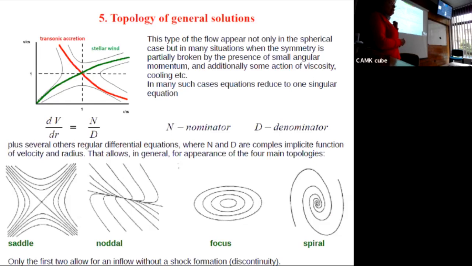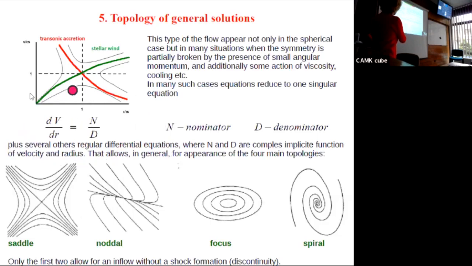Because I told you that those equations for the spherical case correspond to those two solutions. There is nothing else. On the other hand, very similar equations with minor modification apply, for example, in the case of the stream which is flowing through the inner Lagrange point towards the other star. If you have a low angular momentum, but not zero angular momentum, you have very similar equations. If you have a flow, you have very similar equations. You have an additional term. If you have heating or cooling, if you have viscosity, you have similar equations.